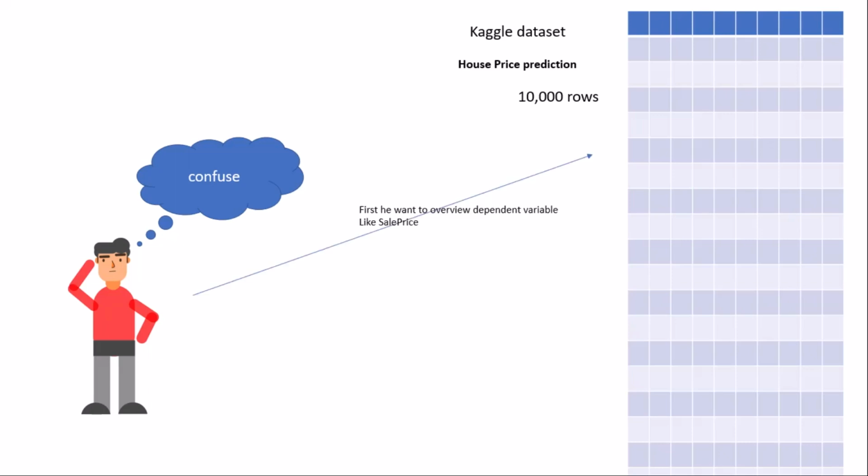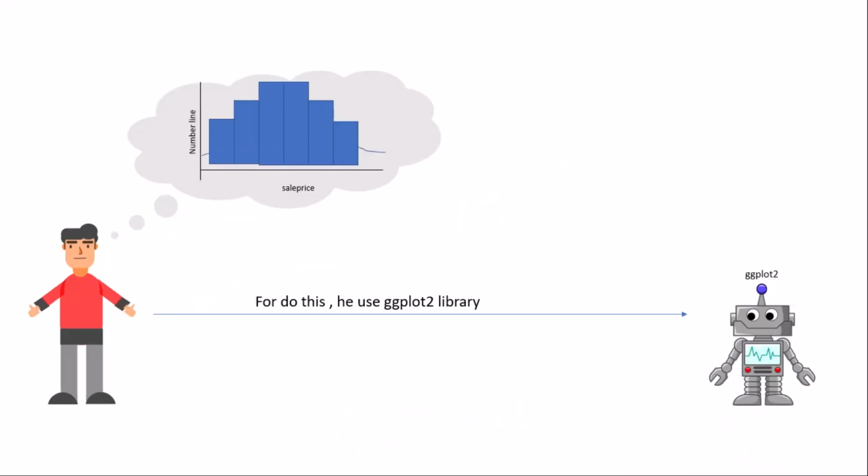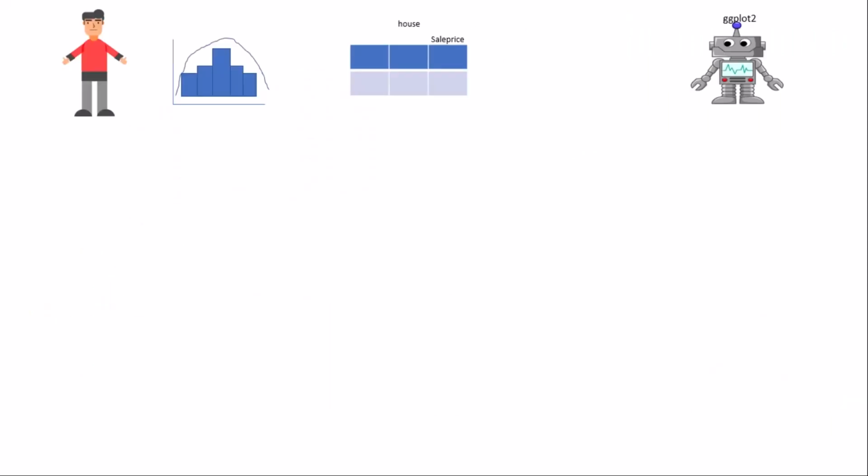So first, he wants to overview and analyze the dependent variable, like sale price. In the house price prediction data set, there is a dependent variable available, sale price, and first he does univariate analysis. He only wants to know the distribution of the dependent variable, like you can see on the screen. To do this, he has to use the ggplot library. We will do it step by step.